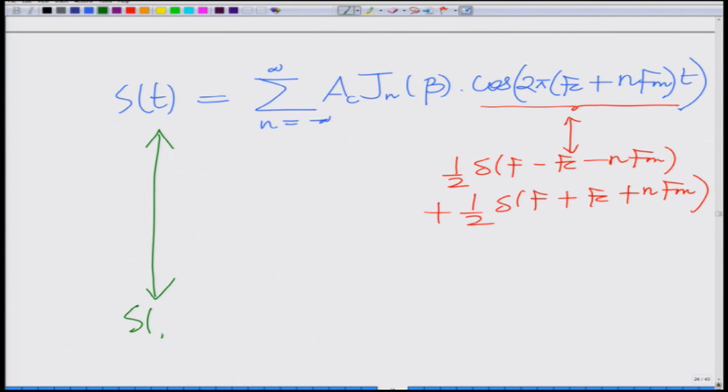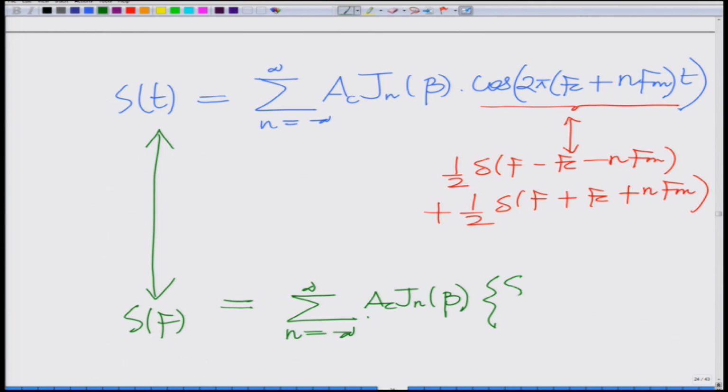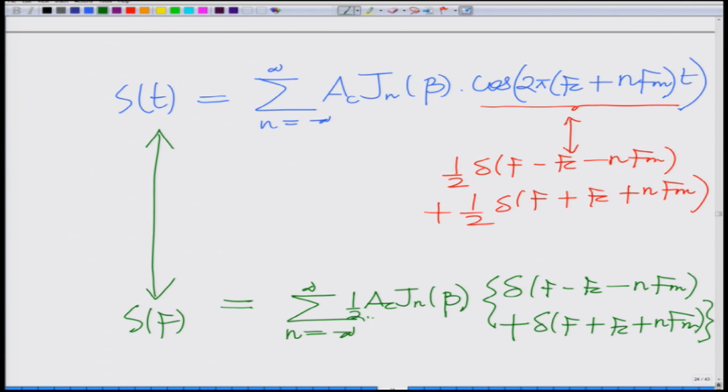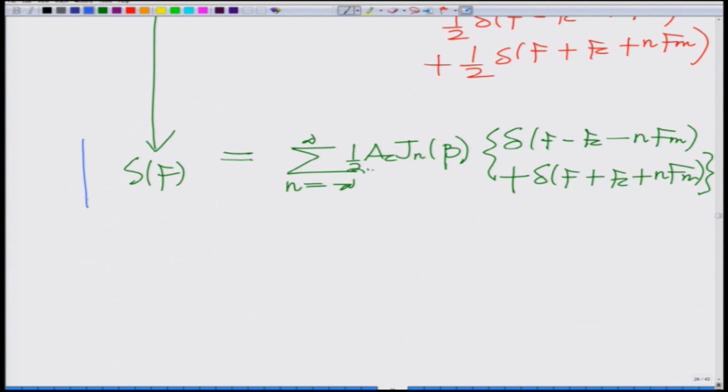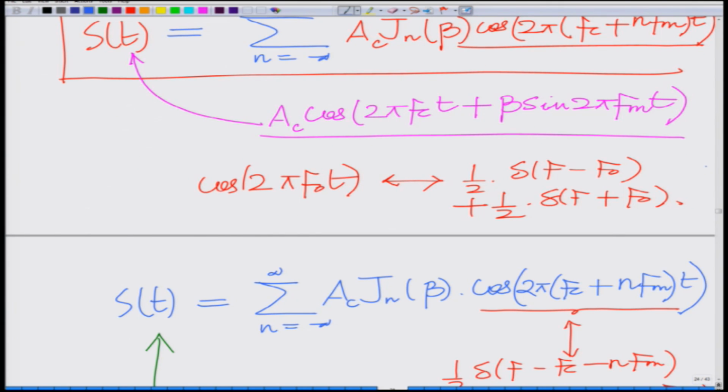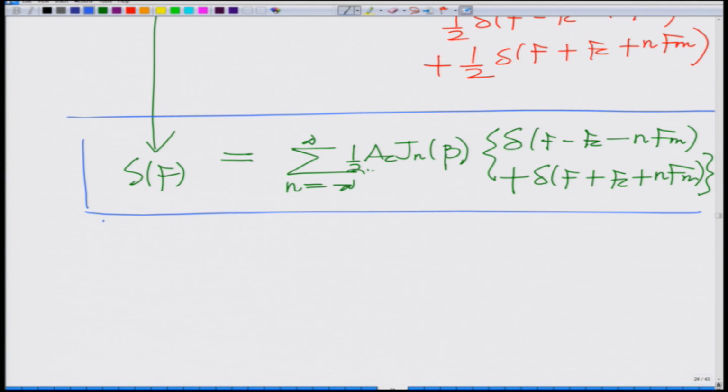Therefore, now I simply have to substitute the Fourier transform of the cosine, that is basically summation of A_c J_n(β) into half delta(f minus f_c minus n f_m) plus half delta(f plus f_c plus n f_m). So, finally we are able to derive the Fourier transform of the passband FM signal.